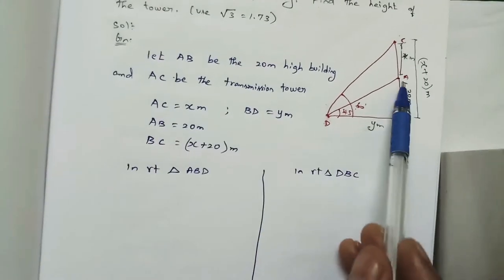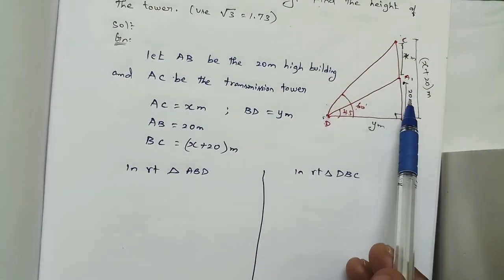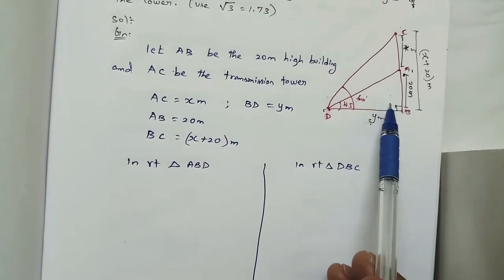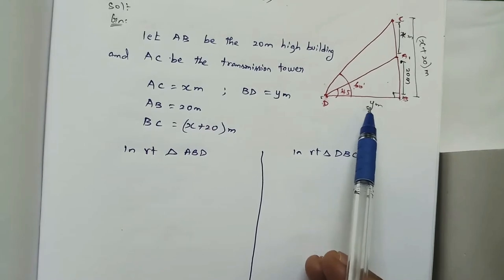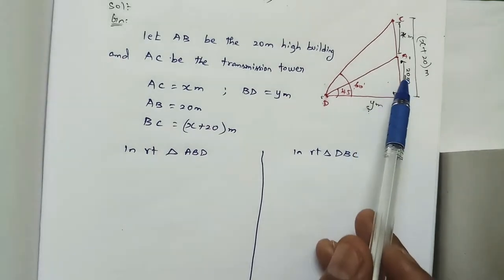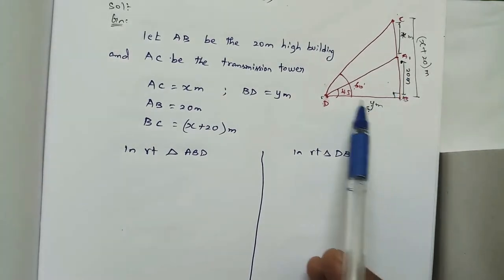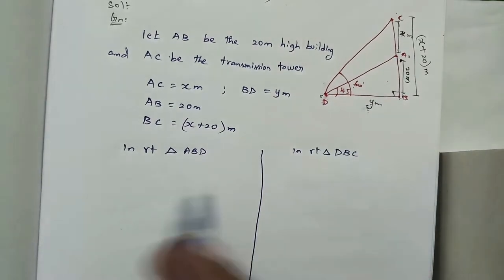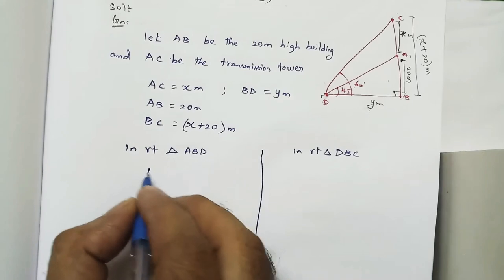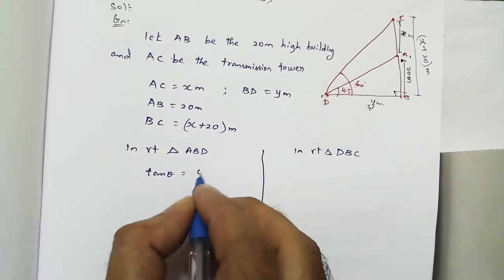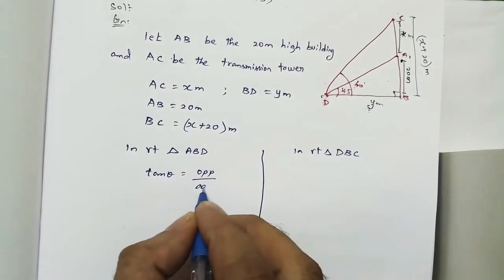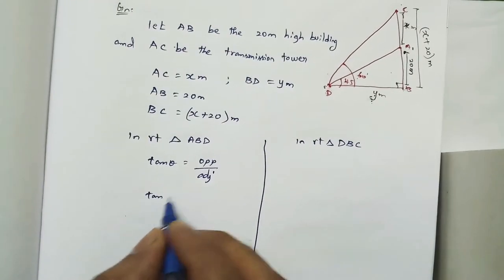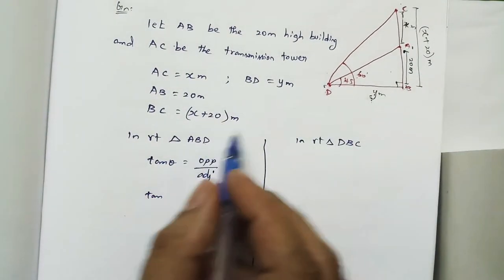In right triangle ABD, we know the opposite side, that is 20 meter, and we want to find the adjacent side, that is Y meter. Opposite by adjacent is tan theta. So in right triangle ABD, what is the angle? The angle is 45 degree. So tan theta is equal to opposite side divided by adjacent side, where theta is 45 degree.